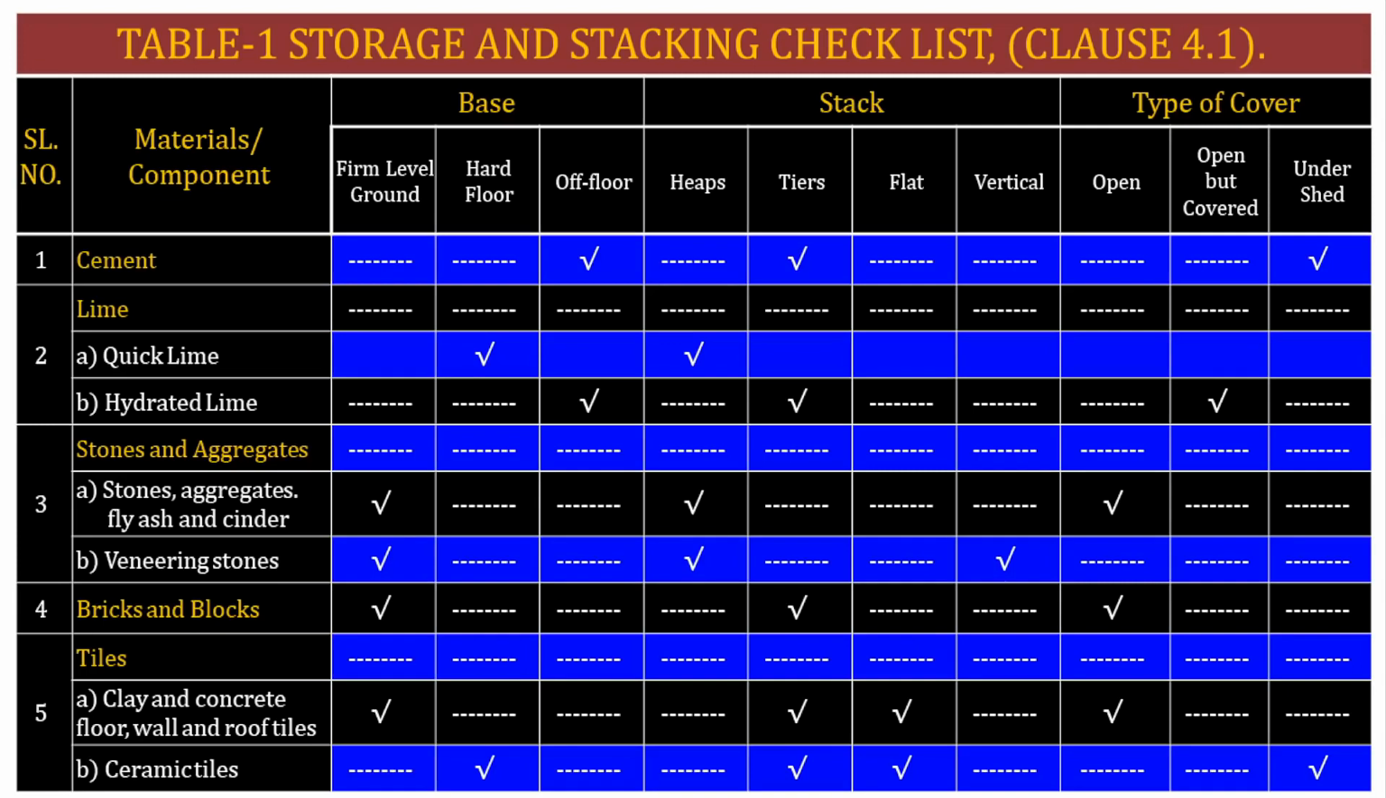Column number 1, serial number. Column number 2, material and components. Column number 3, base. It is further divided into three categories: farm level ground, hard floor, off floor. Column number 4, stacks. It is further divided into four columns: heaps, tiers, flat, and vertical. Column number 5, type of cover. It is further divided into three columns: open, open but covered, under shed.